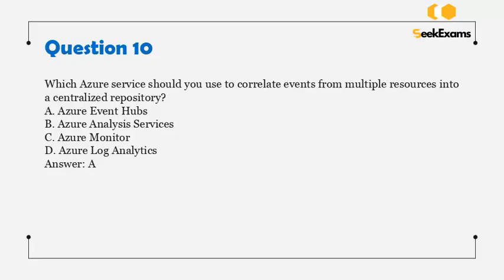Question 10. Which Azure service should you use to correlate events from multiple resources into a centralized repository? A. Azure Event Hubs. B. Azure Analysis Services. C. Azure Monitor. D. Azure Log Analytics. Answer: A.